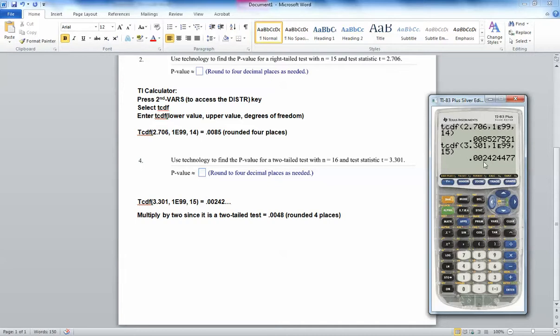So in the right-hand tail, we have an area of 0.002, and since it's a two-tailed test, we have to multiply that value times 2, and we end up with 0.0048. So that's how you find p-values. If you don't have all the information to run the test, and you're just given the critical or the test statistic, you can use the t-CDF, which is very similar to normal CDF, to find those areas.